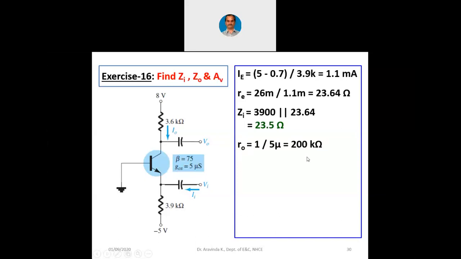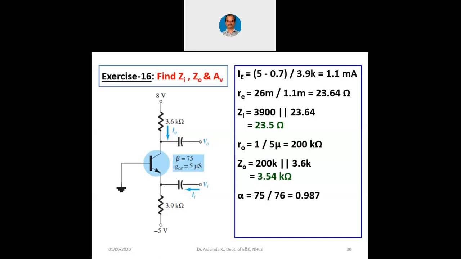Now for finding out the output impedance Zo, we can use this ro parallel with the capital RC. That is Zo is 200K parallel with 3.6K. We get a value which is slightly lesser than 3.6K, that is 3.54 kilo ohms. Lastly, for finding out the voltage gain, Av is alpha RC divided by small re. So we have to find out alpha now. Alpha is not given, but beta is given. What is alpha? Beta divided by 1 plus beta is the formula for alpha.